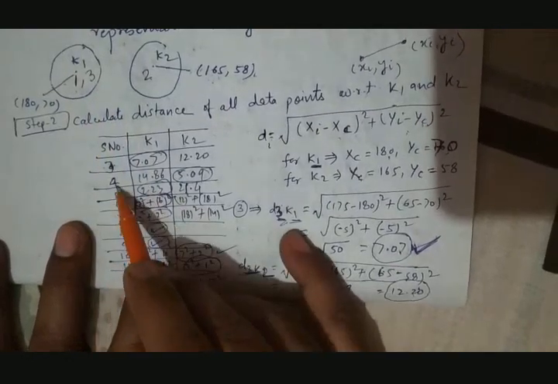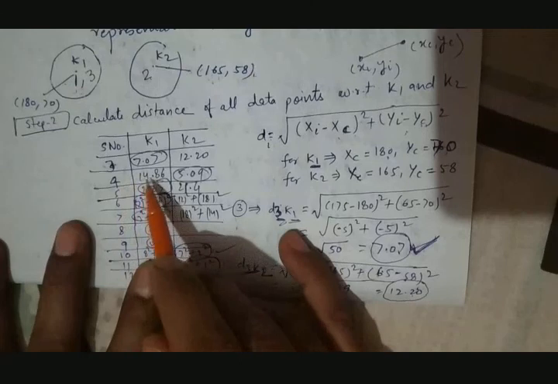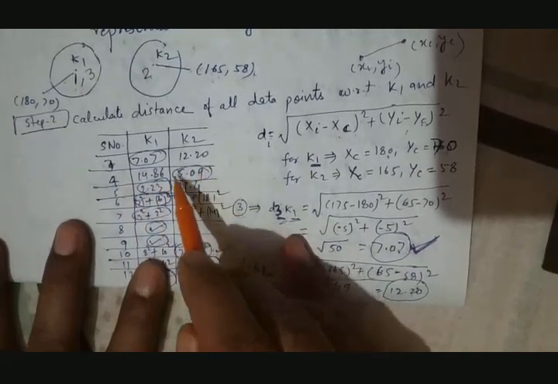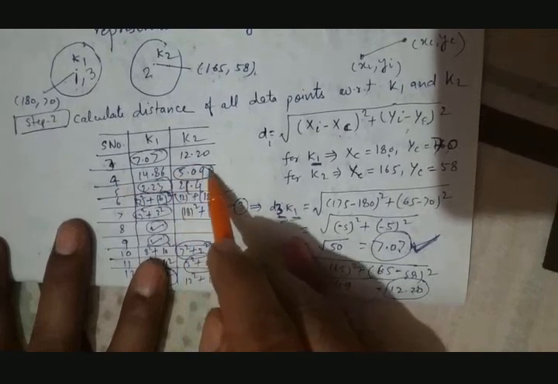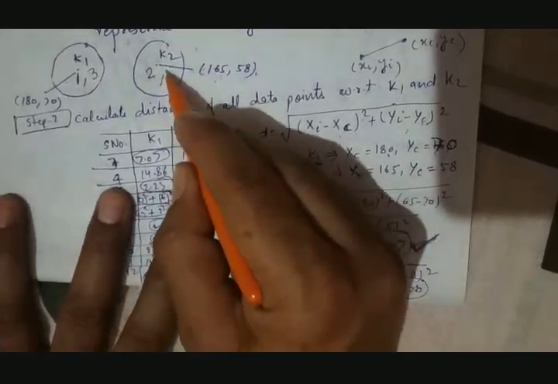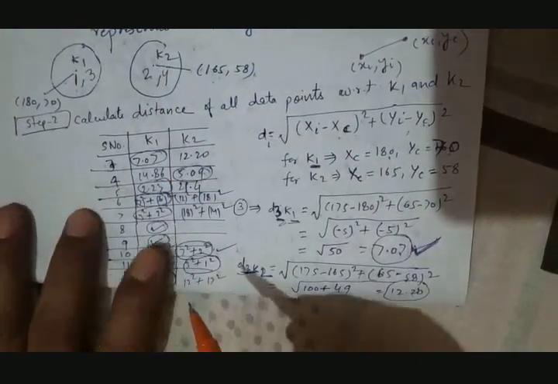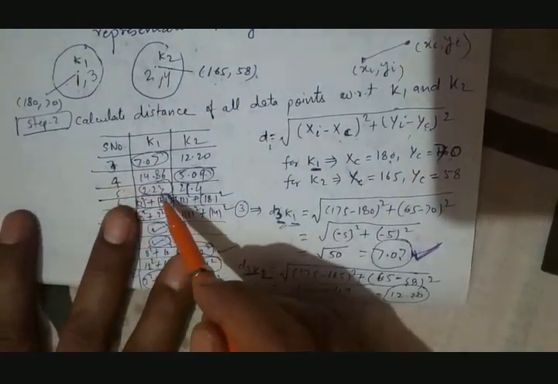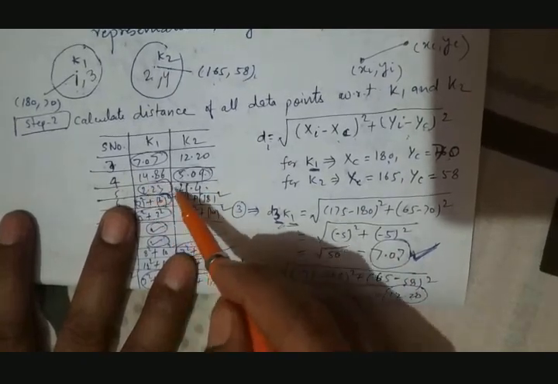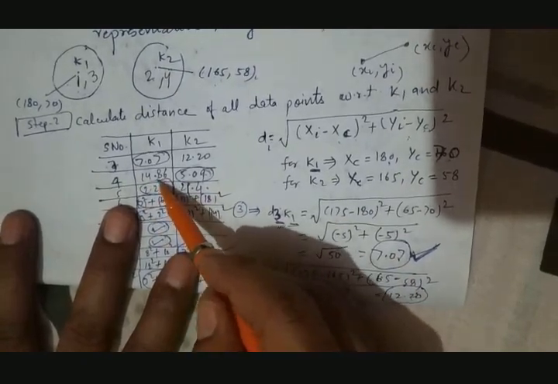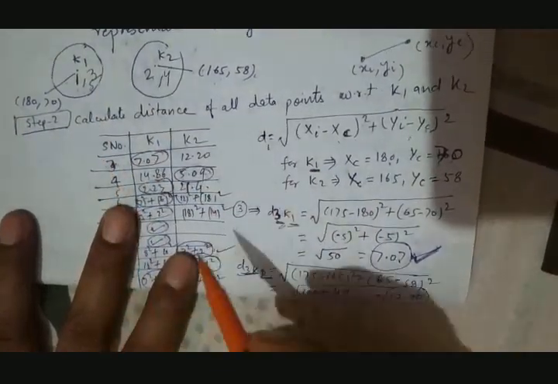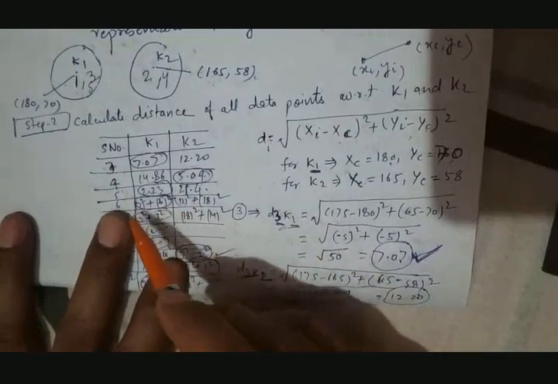Similarly, we calculate the distance of the fourth data point. We get 14.86 and 5.09. Obviously the second one, corresponding to K2, is minimum. So data point 4 will be moved to cluster K2. Similarly, for the fifth, 2.23 and 21.4. Obviously the second is the larger value, so the fifth data point will go into cluster 1. Now see here, 6.